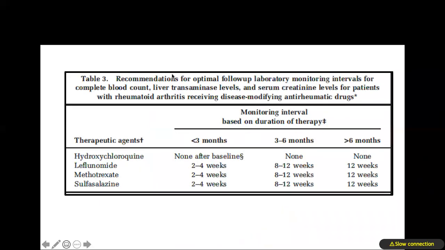So monitoring of rheumatoid arthritis can be quite expensive. Blood tests, if the patient is paying for or the government is paying for, cost about 3,000 rupees. And if you have to monitor them regularly, that is a problem.